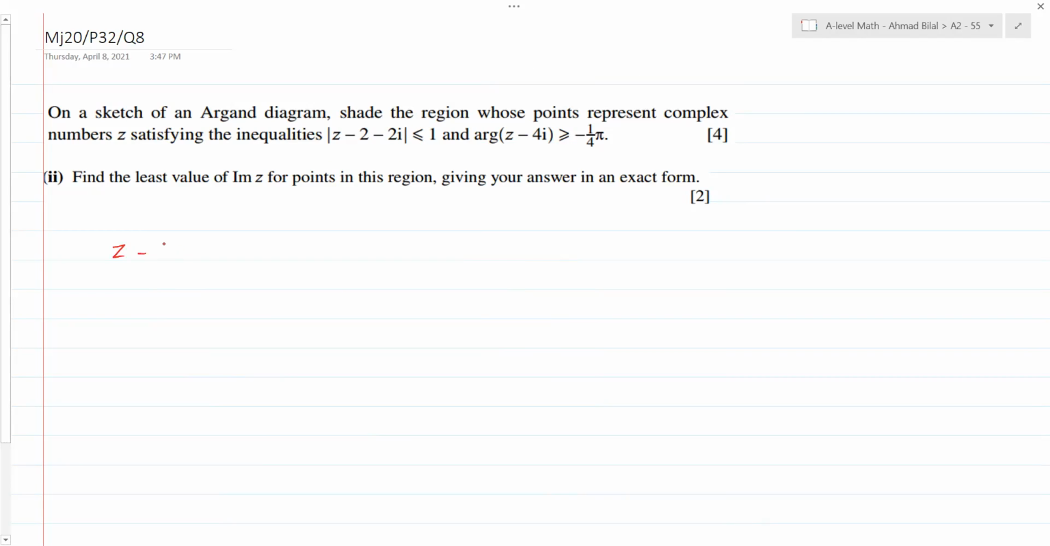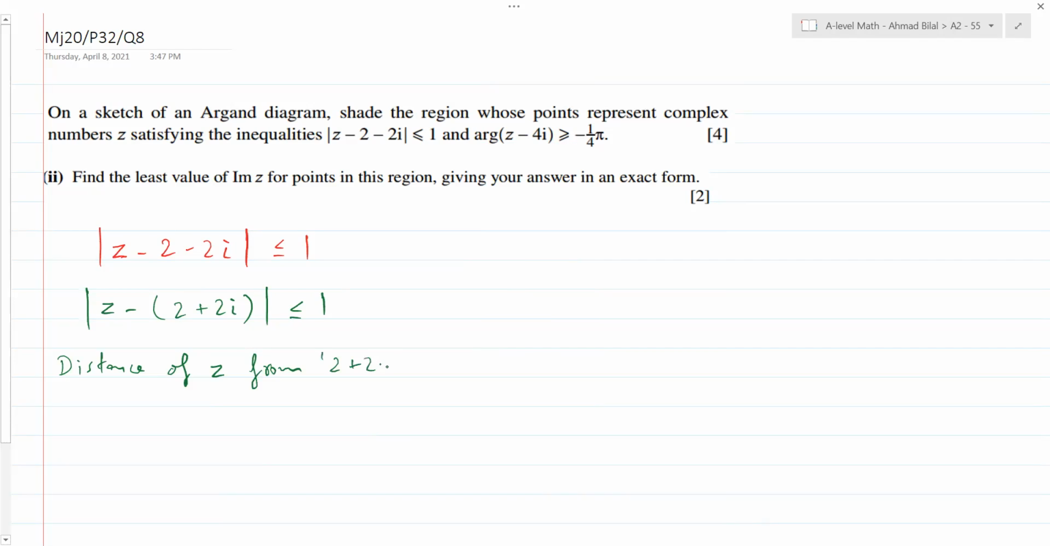So, modulus of z minus 2 minus 2i is less than or equal to 1. We first convert it to that form that we talked about. Take minus common and write it like that, z minus (2 plus 2i). So this is our point of reference here. So the distance of z from 2 plus 2i has to be less than or equal to 1. Let me write that in words here: distance of z from 2 plus 2i is less than or equal to 1. And that's what we are given. This is how we read this.